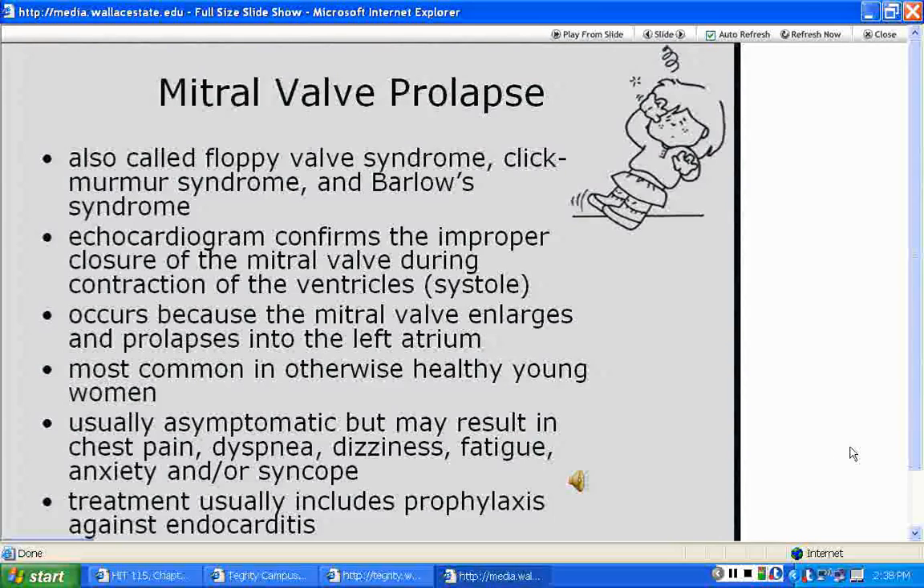Usually asymptomatic. Some people will have chest pain or dyspnea or dizziness or fatigue or anxiety. Some even have syncope. If it's symptomatic, they certainly need treatment. But if it's not symptomatic, asymptomatic, no symptoms, then they pretty much just need that prophylactic antibiotic before having dental procedures to prevent endocarditis.